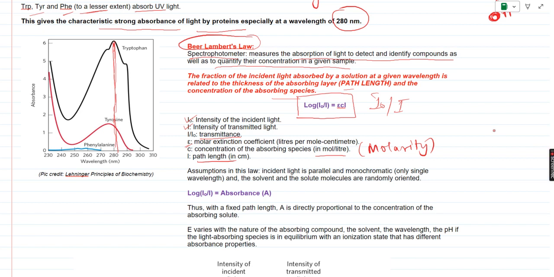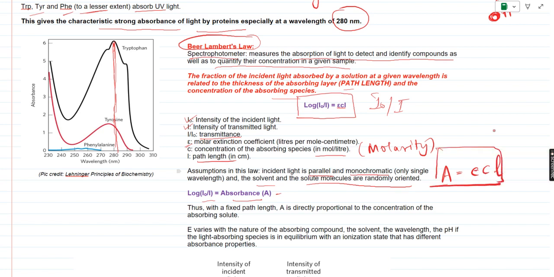And then we have L, that is the path length, which is usually measured in centimeters. The assumptions that we usually take while devising this law are that the incident light is parallel and monochromatic. What do you mean by monochromatic? It means that it has only a single wavelength. There is no mixture of wavelengths or any blending. And the solvent and the solute molecules are randomly oriented, so there is not much interaction or orientation that is expected. So if you replace log I naught by I with A, which is the absorbance, then we write it as A is equal to epsilon CL.